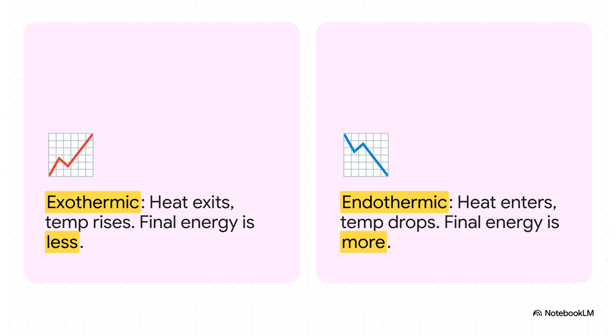Seeing these two heavyweights side by side really highlights their key differences. So, in an exothermic reaction, the chemicals release heat, and that causes the surrounding temperature to rise. And because they're giving away all that energy, the total energy of the final product is actually less than what it started with. Endothermic reactions, on the other hand, pull heat in, which makes the surrounding temperature drop. Since they're actively absorbing heat, the total energy of the product ends up being more than the original reactant.